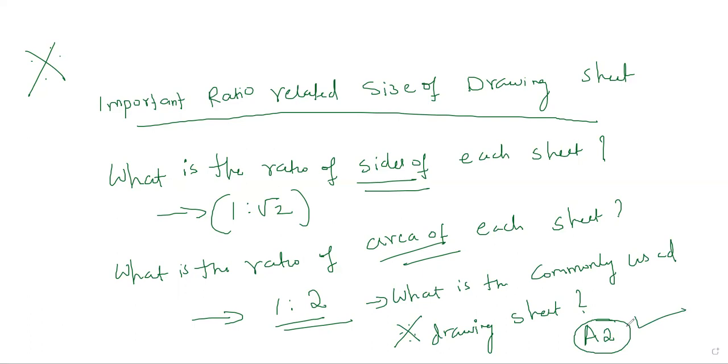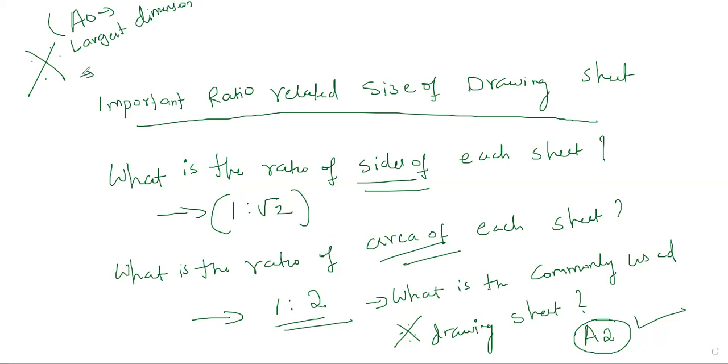So in this session, initially I have given the overview. What is the BIS code for drawing? That is SP 46-1988. There are 5 designations, starting from A0 to A5. Which is the largest sheet? The largest drawing sheet is A0. A0 is the largest drawing sheet. The drawing sheet having the highest dimension is A0.